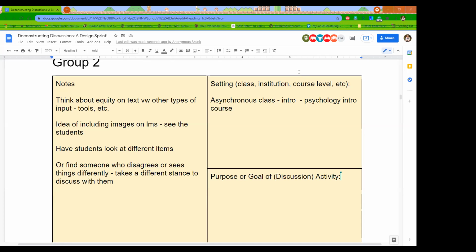Okay, so group two, we were talking about the possibility of some sort of intro activity for an intro level course. We were thinking about having students engage on something controversial or where there could be different views, and they're asked to seek out somebody on the discussion board who posts a different view than themselves and engage in discussion back and forth on that topic. We talked about different platforms like Padlet, but then came back to using the LMS, which is sometimes the best just because of accessibility issues.